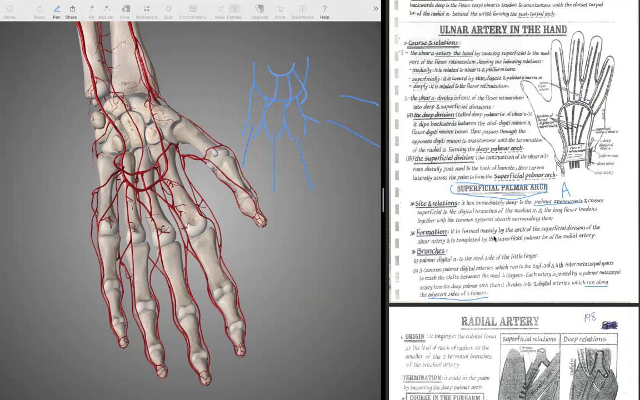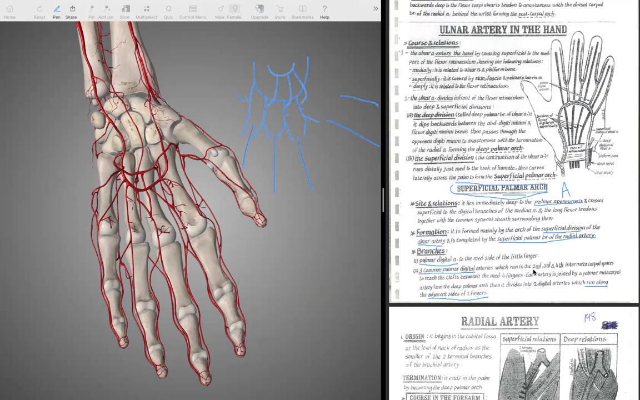Now, formation, how does it form? It's an arch, mainly by the arch of the superficial division of the ulnar artery, which is the first part of it. Okay? The second part of it, which is here, is formed by the superficial palmar branch of the radial artery. The branches that we said, palmar digital artery, which is here, this one. Okay? The three common palmar digital arteries, which are 1, 2, and 3. Put dots near them. And 3. These are the common.